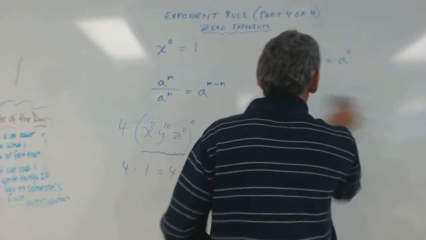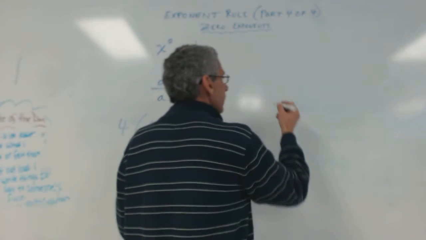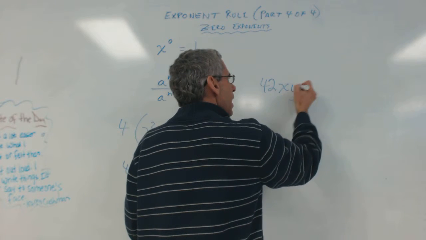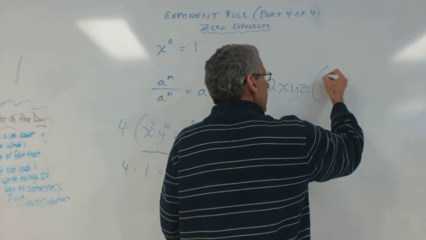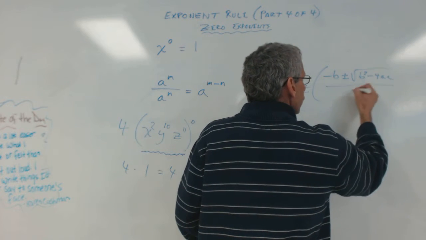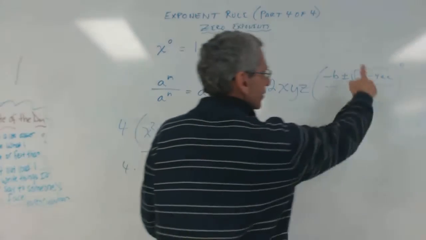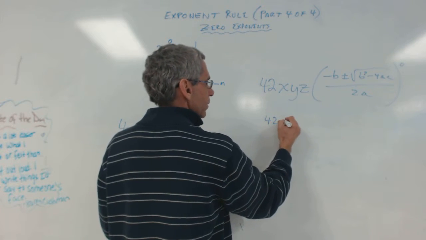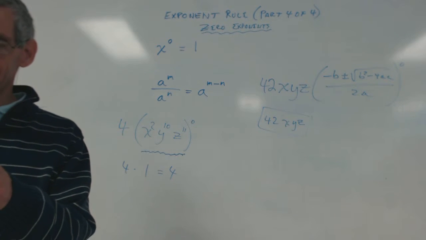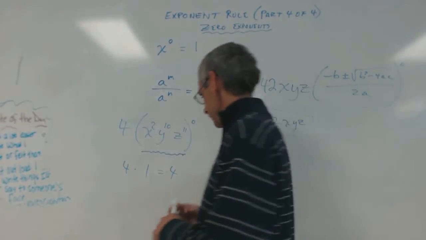Write it down quickly. What if I give you this? 42 x, y, z times negative b plus or minus the square root of b squared minus 4ac all over 2a to the 0 power. Right, this all is just 1. So it's 42 x, y, z. I love this. I told you you'd love it. It's the one rule that makes things so easy. I love rule number 4.